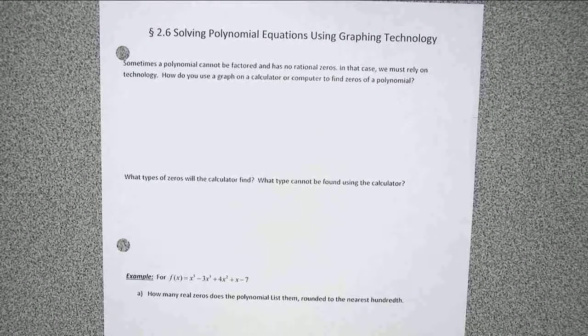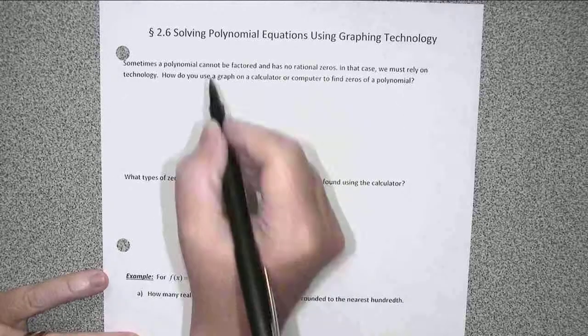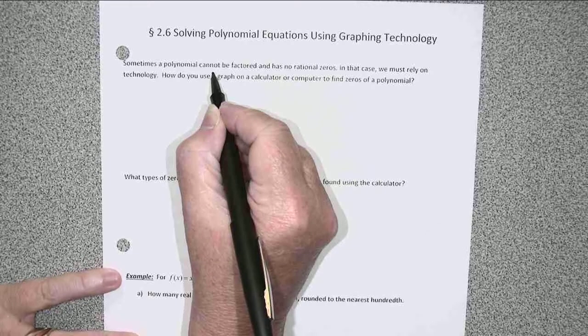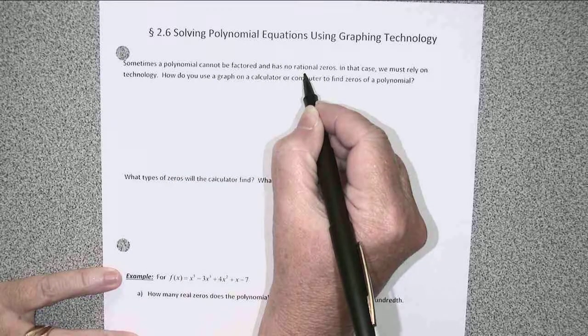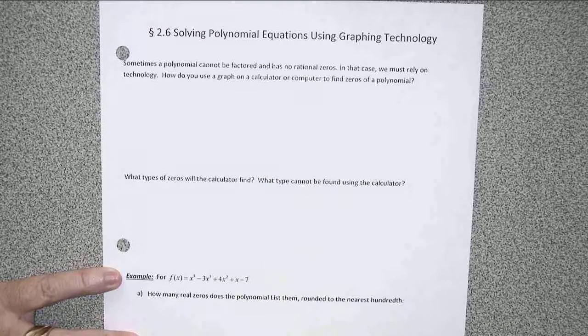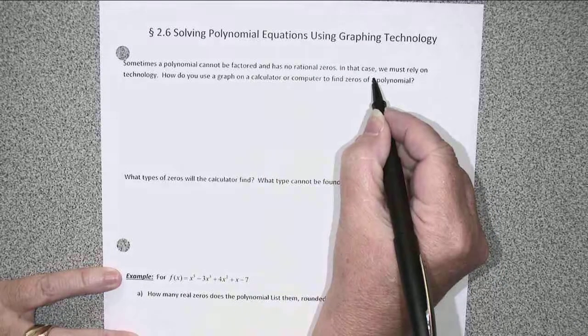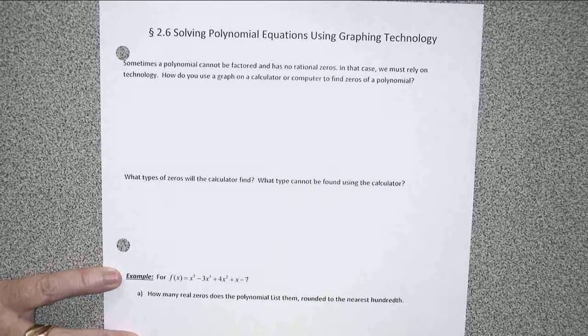2.6. We'll talk about solving polynomial equations using graphing technology. We know that there are times that a polynomial can't be factored, and there are also times when there are no rational zeros. So even if we try the rational zeros theorem, we don't get anywhere. In that case, really technology is the only way that we have a chance of finding at least some of the zeros of the polynomial.